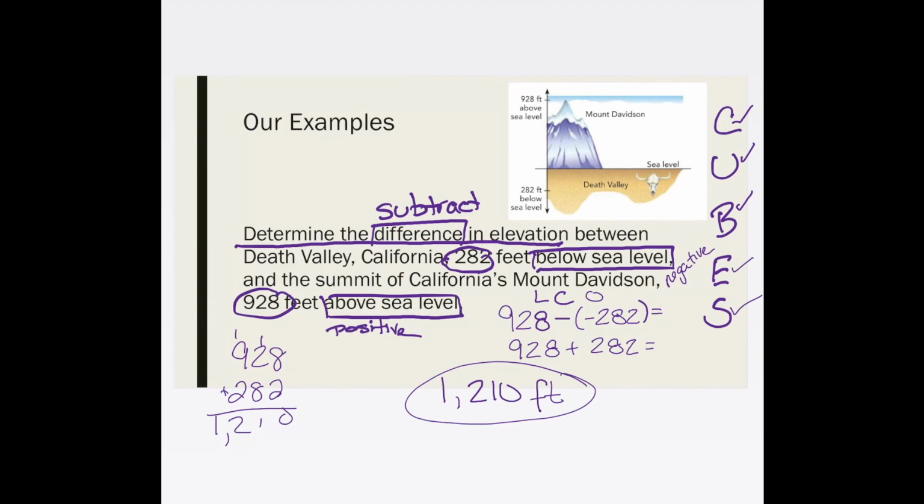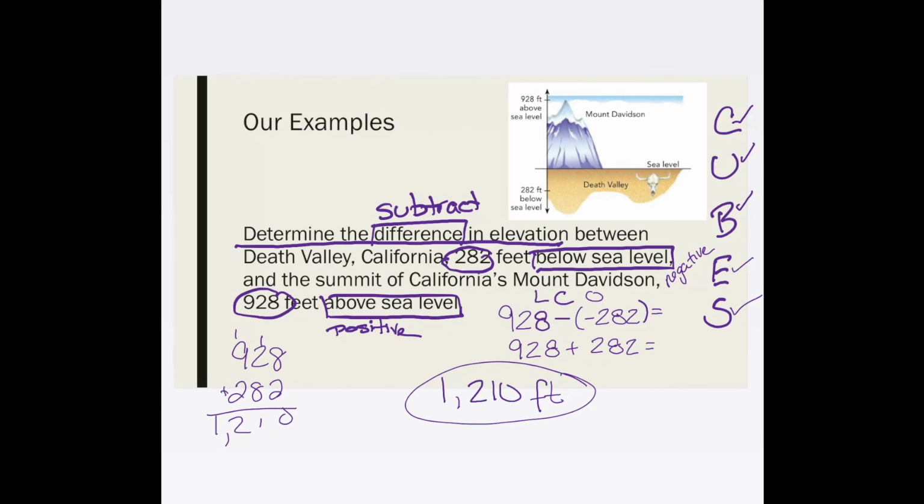Then I figure out my steps. What steps do I take? Well, I boxed a word that tells me that I have to subtract. And if I'm finding the difference between Death Valley, California, and Mount Davidson, that means I'm subtracting Mount Davidson minus the Death Valley elevation. So I have 928 minus negative 282. So I LCO, and I get 1,210 feet.